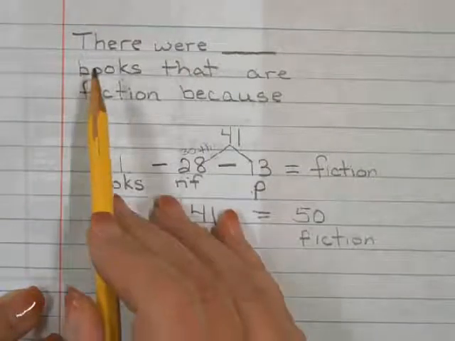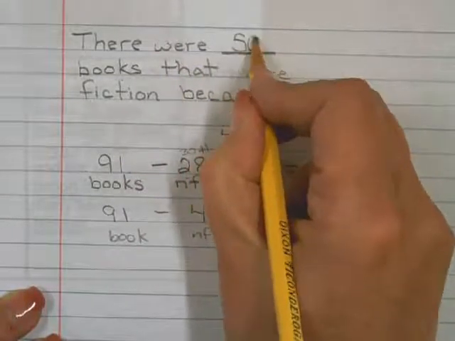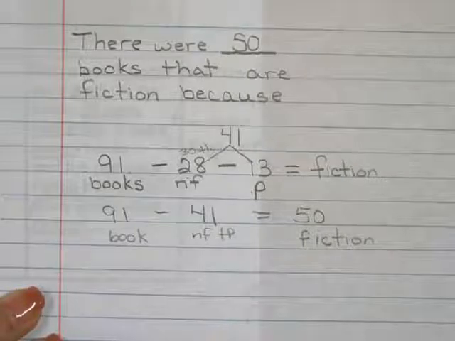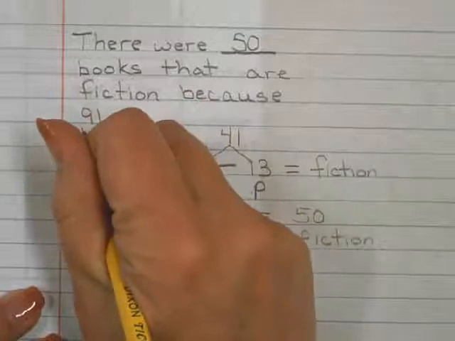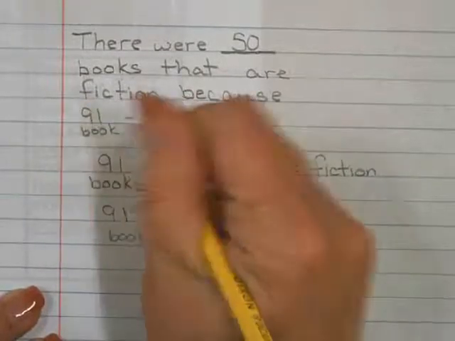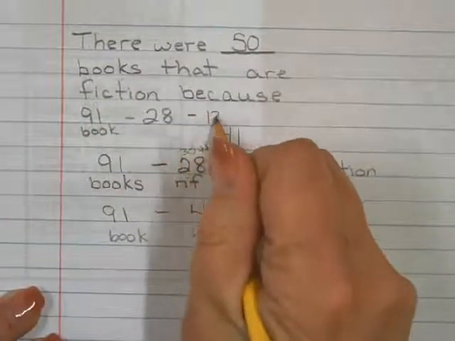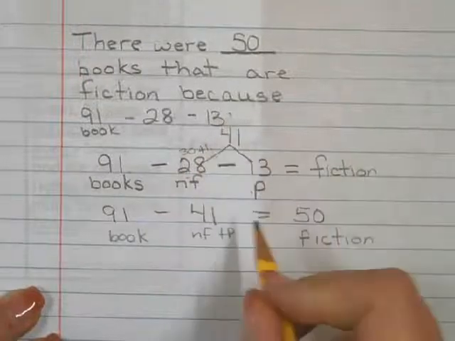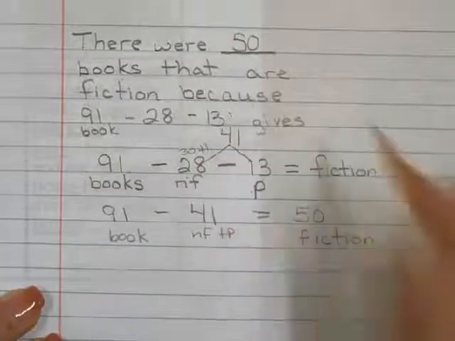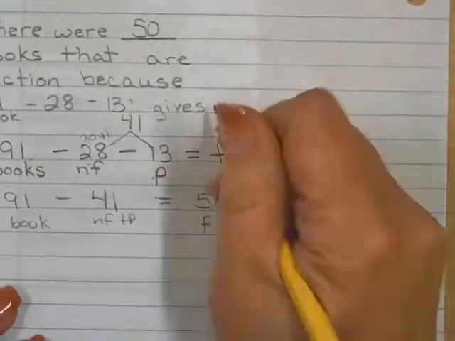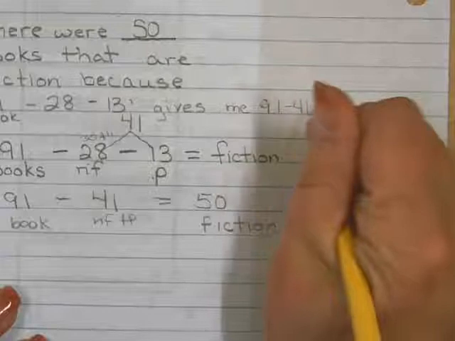Now I can go back to my answer statement and say there were 50 fiction books because 91 books minus 28 books minus 13 books, which are poetry books, gives me 91 minus 41 equals 50.